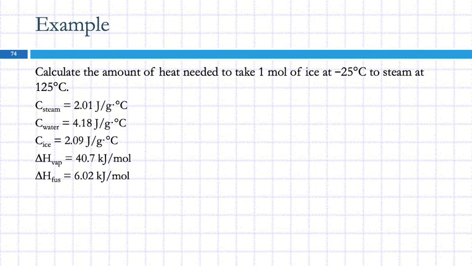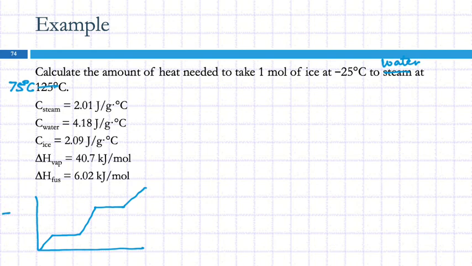I'm going to shorten this one up a little bit. Let's go to water at 75 degrees Celsius. So calculate the amount of heat needed to take 1 mole of ice at negative 25 degrees Celsius to water at 75 degrees Celsius. There's lots of variations on this kind of problem. You want to start out with an ugly graph. And the slopes of the lines and stuff don't matter. This is the temperature, that's degrees Celsius, and this is heat being added.